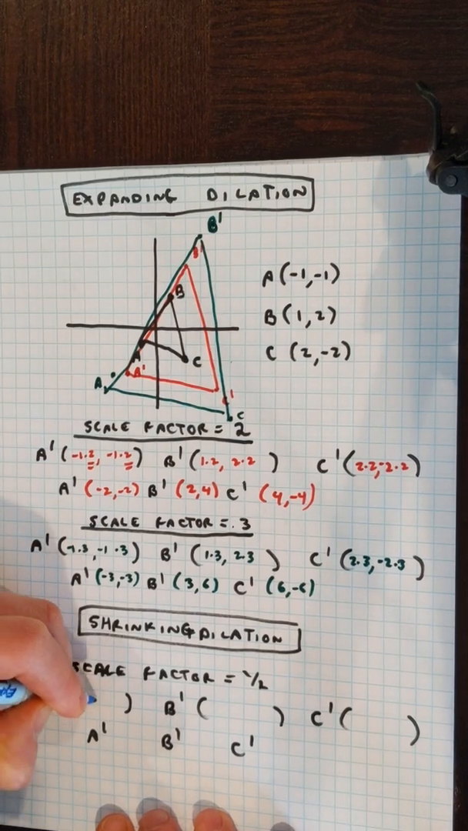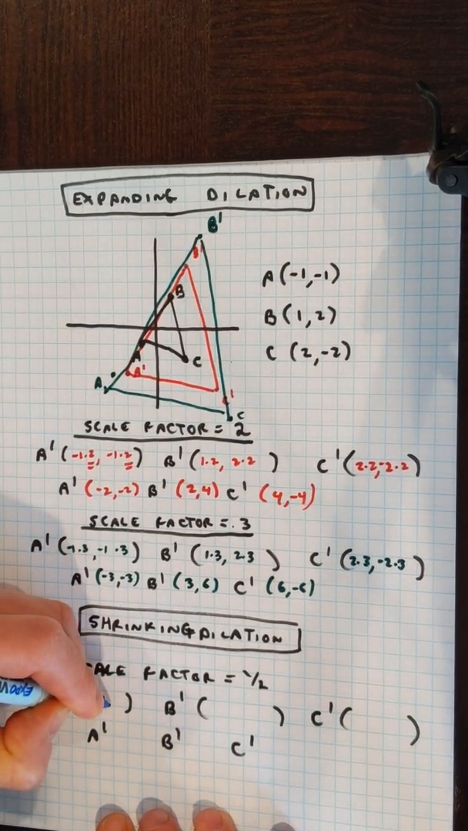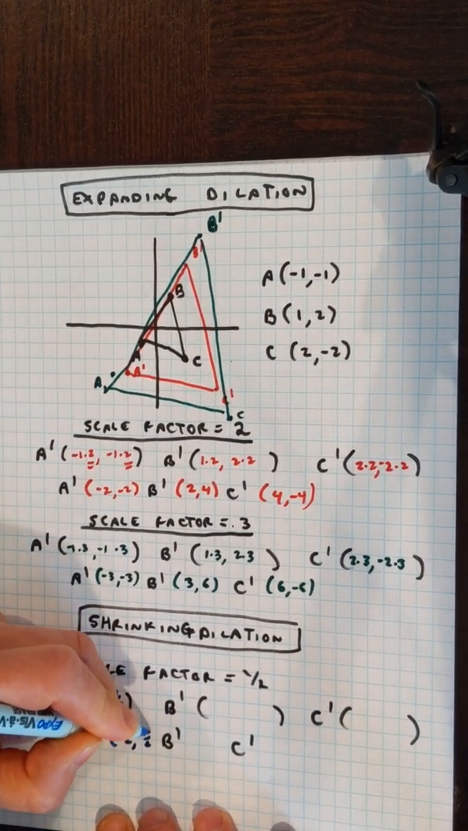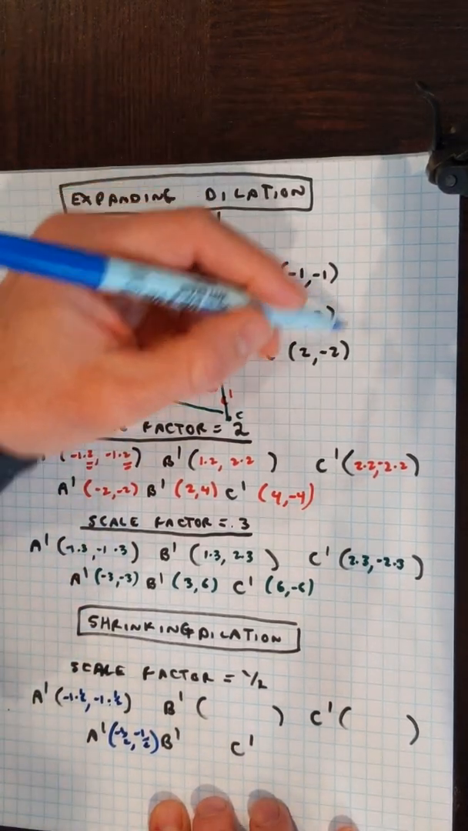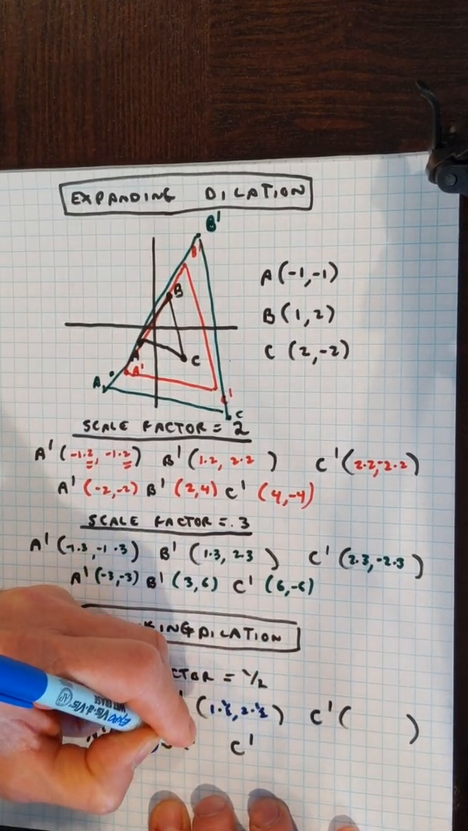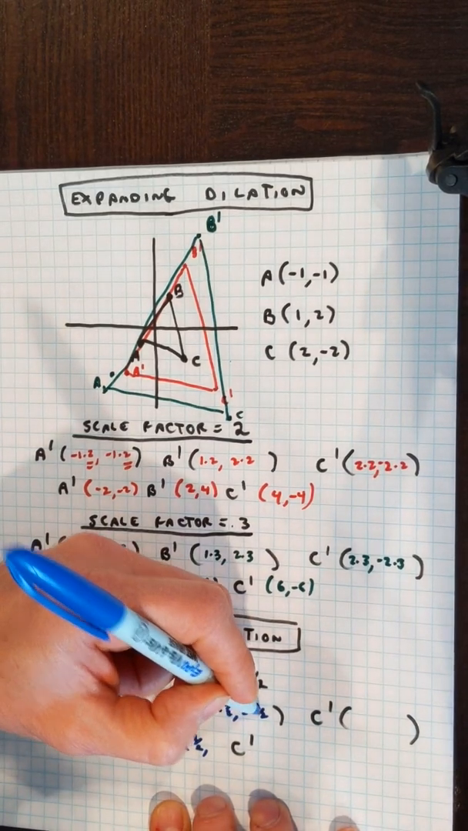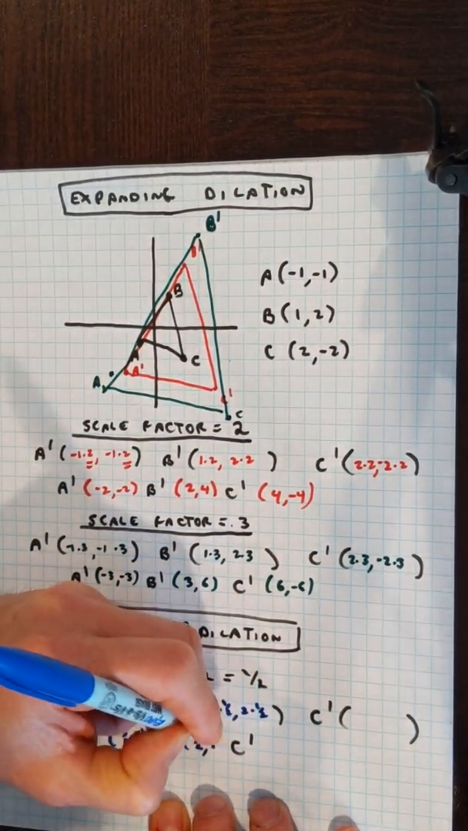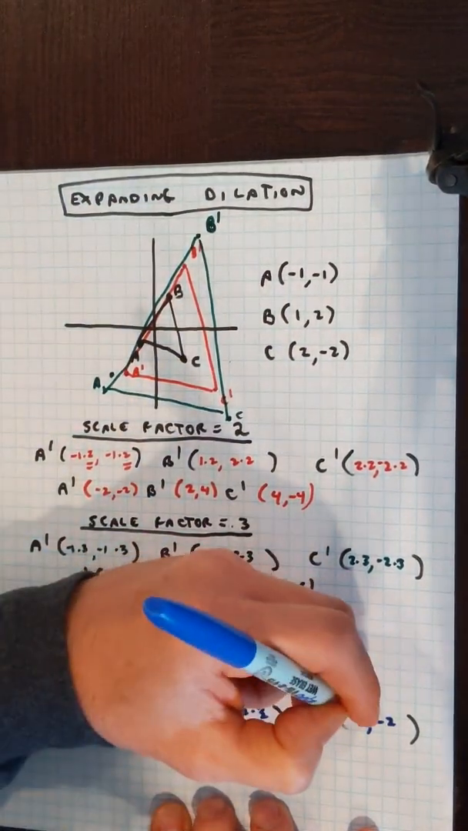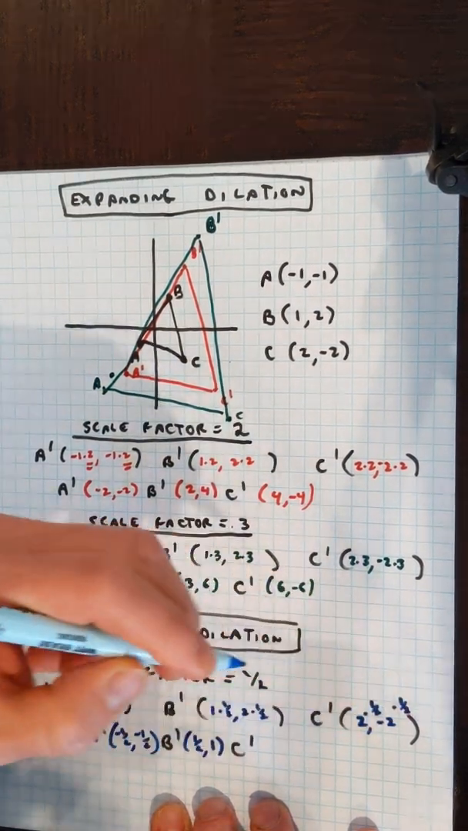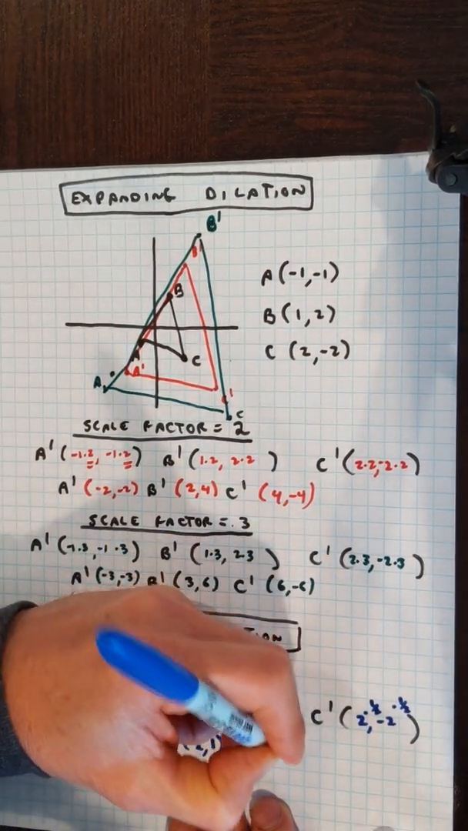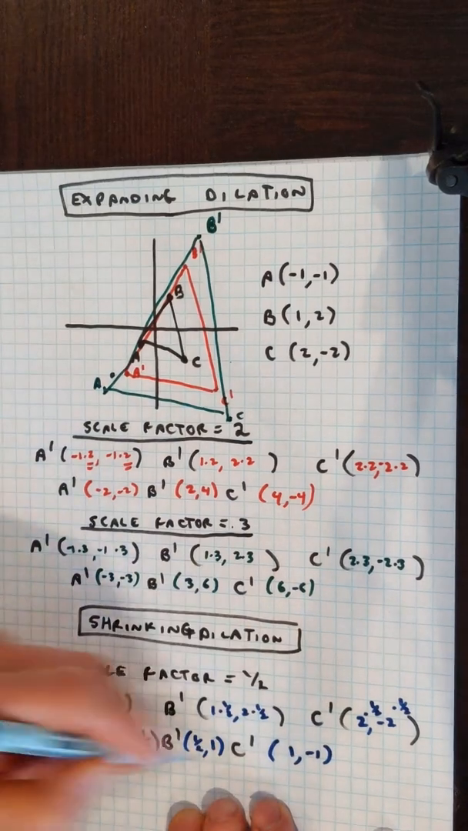So I did have -1, -1, but I multiply by 1/2 on both of them. That gives me a new point of -1/2, -1/2. B was 1, 2, so take the 1 and the 2, multiply by 1/2, gives me 1/2. 2 times 1/2, you can put that in your calculator if you need to, but 1/2 of 2 is 1, gives me a new point. Then C was 2, -2, but I'm going to multiply this by 1/2 and multiply this one by 1/2. That gives me a new point of 1/2 of 2 is 1, 1/2 of -2 is -1.